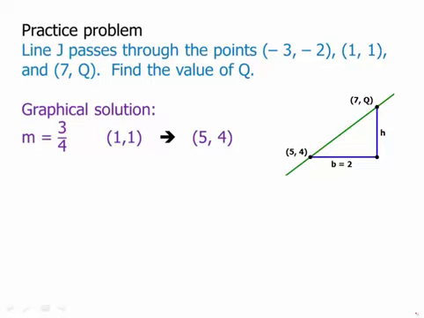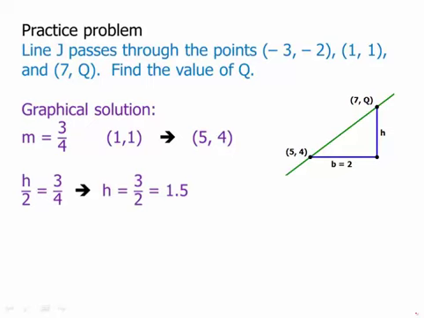So now from (5, 4), of course, the run going from 5 to 7 is 2. So that little slope triangle there has a run of 2, we'll call the height of it h, and it must be true that rise over run, h over 2, equals the slope of the line. h over 2 has to equal 3/4. So we set up this proportion. We solve for h equals 3/2. 3/2, I can write that as 1.5.